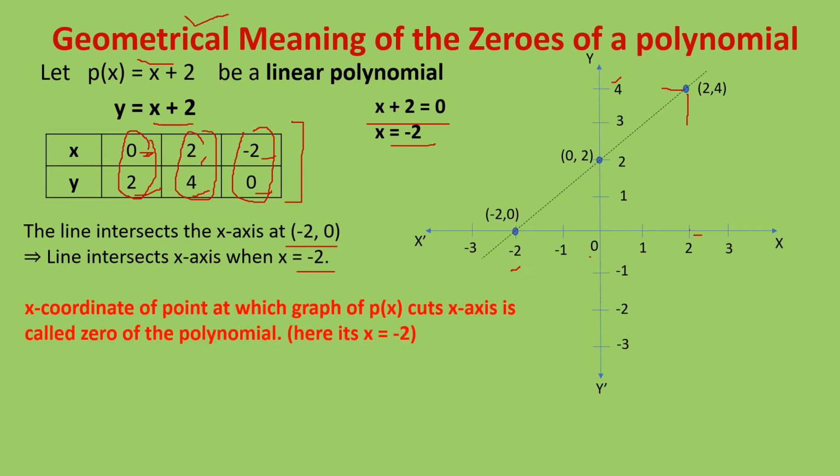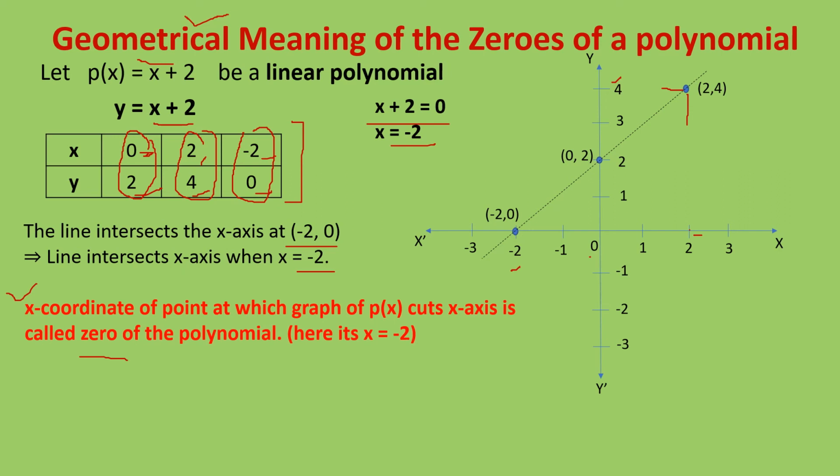The x coordinate of a point at which the graph of p(x) cuts the x-axis is called the 0 of the polynomial. Now this is very important. Here we have written, whenever we are drawing a graph of the polynomial, we have to see at what point the graph is cutting the x-axis. The point at which the graph is cutting the x-axis or intersecting the x-axis is called the 0 of the polynomial.